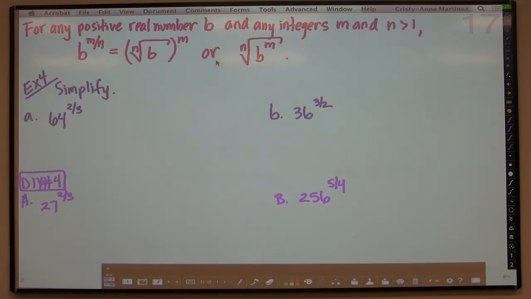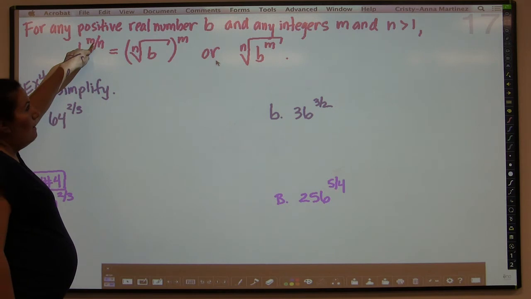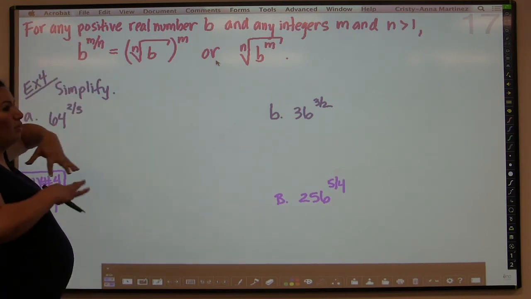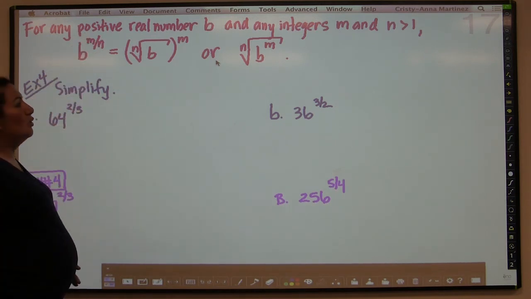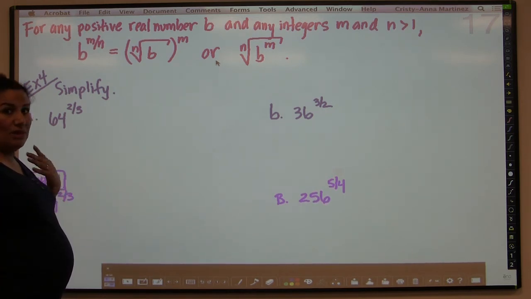It says, for any positive real number b, and any integers m and n greater than 1, then b to the m over n power equals the nth root of b to the mth power, or the nth root of b to the m power. So basically, we keep graduating to the next level. In the previous example, the m on top was always a 1. But now we're going to expand even further. So now you don't necessarily always have to have 1/2 or 1/3 or 1/4. It could be any fraction.